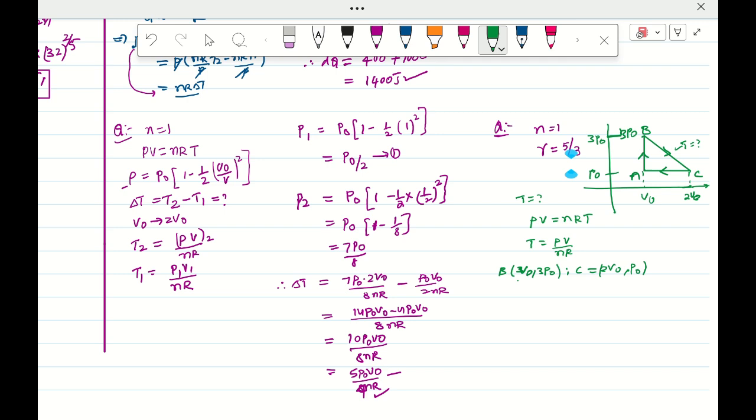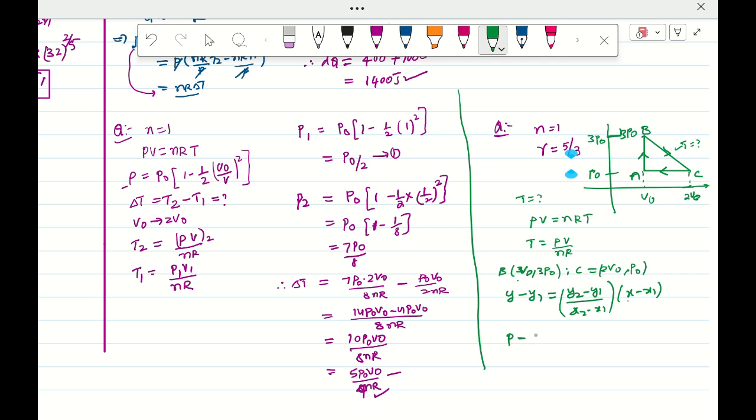Here the slope of the PV line is not given, so we write the equation of the line. When two points are given, y minus y1 is equal to (y2 minus y1) by (x2 minus x1) into (x minus x1). Here x is equal to V and y is equal to P, since I want the PV relation.